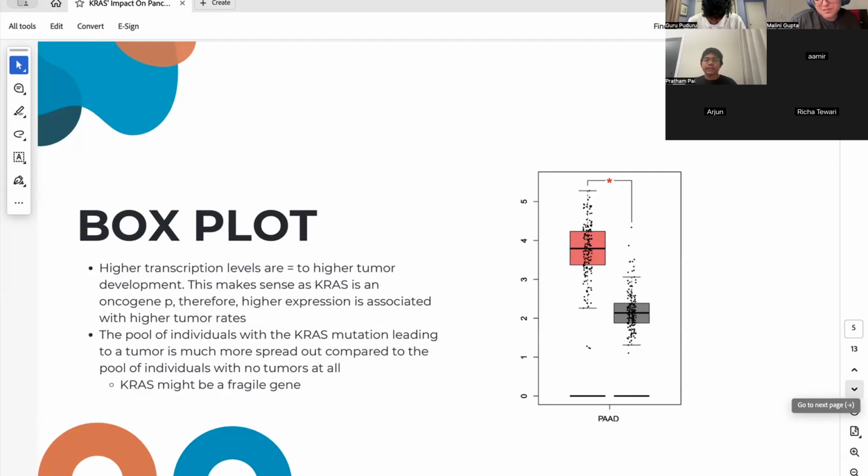But when we look deeper into this, and that's what the goal of this internship was, to look deeper into data, we saw that when you look at how stretched out that data is for the tumor group, some of the tumor patients overlap with those transcription rates of normal CRAS. So someone going through the cancer might have a normal transcription rate of CRAS, but still go through that tumor, which made me believe that CRAS might be a fragile gene or might be more likely to get a mutation in its gene.